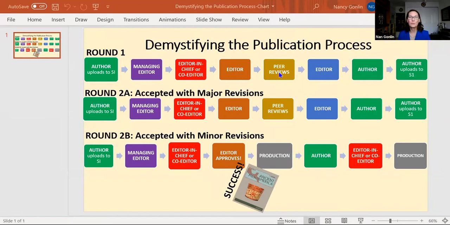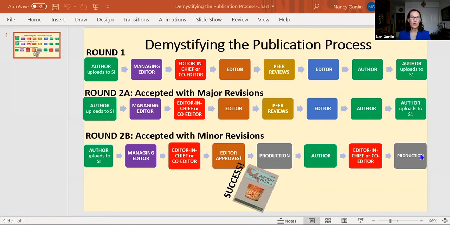The editor looks over the reviews, makes a decision, and then it goes to the author, and the author will once again upload to ScholarOne, depending on whether accepted with major revisions or accepted with minor revisions. If you have only minor revisions, then once again, you upload your manuscript, it goes to the managing editor, to me, and then the editor approves it. Your manuscript goes to production. Production contacts the author in terms of figures, ensuring that all the images are up to the standards. It goes to me for proofreading. And then your manuscript goes back to production and you will see it online in First View.